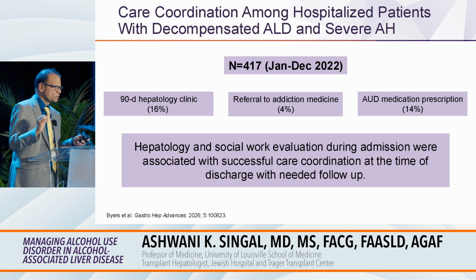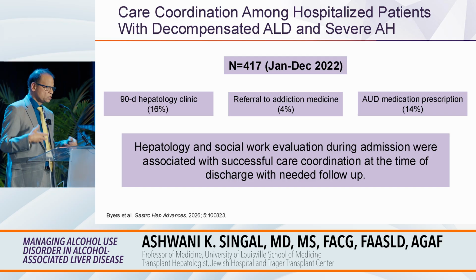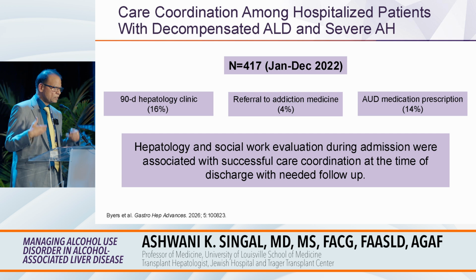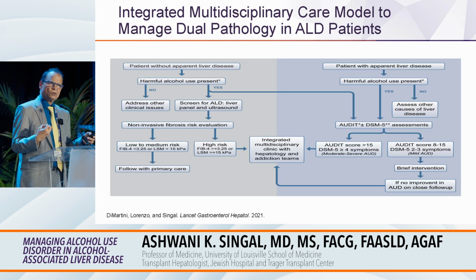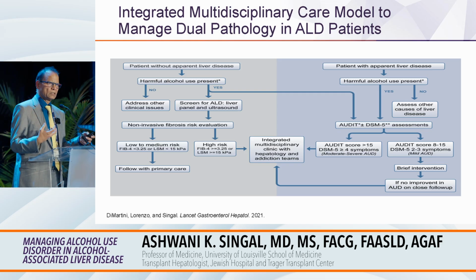What about hospitalized patients? I showed you the data on very low rate of AUD treatments in this population, but I put this particular paper here to show that if you involve the hepatologists, because these patients are being treated by hospitalists and internists, the population is so large. So if you involve hepatologists and the social worker or psychiatrist right at that point before the patient goes home, the chances that the patient will follow up, the chances that the patient will engage in AUD treatment is much higher.